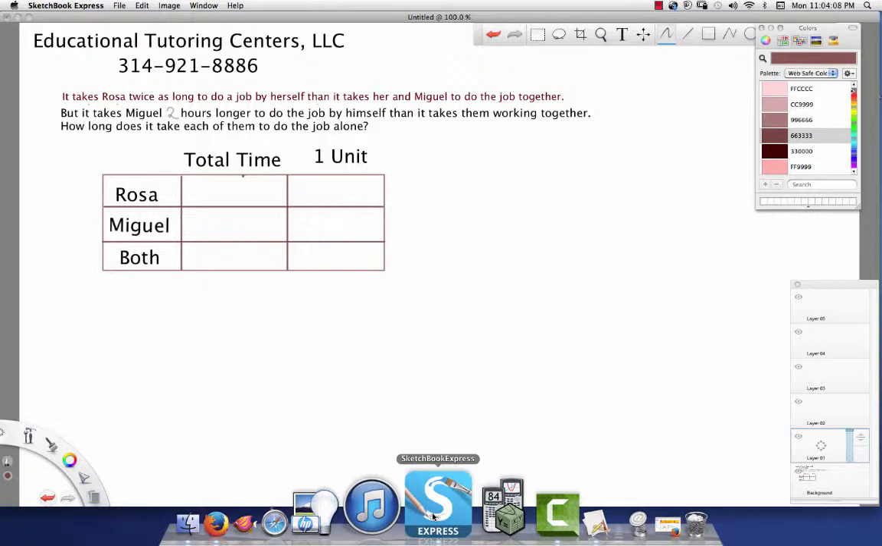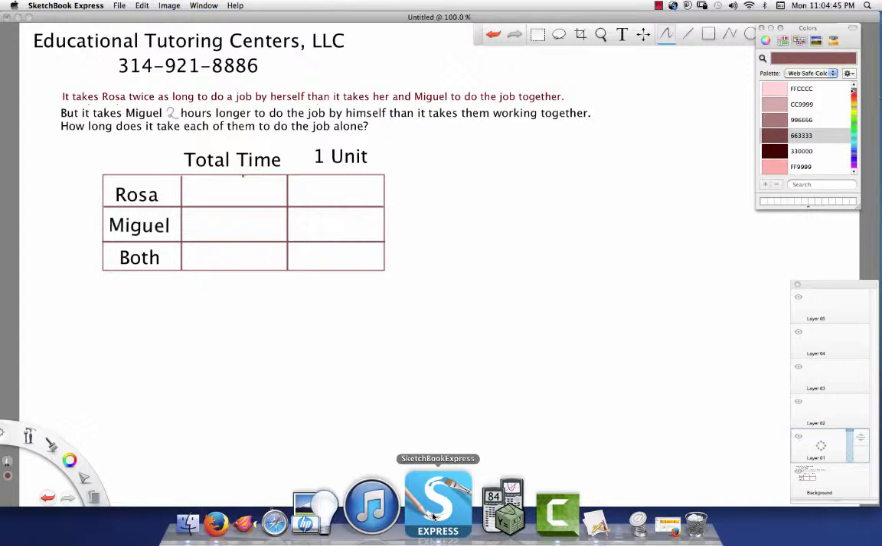And in this particular work problem, we have two people that are going to do a job. Two people working together should take less time than it takes each person to do it individually. Now in this problem it says that Rosa takes twice as long to do a job by herself than it takes her and Miguel to do the job together. But it takes Miguel 2 hours longer to do the job by himself than it takes them working together. Now the question ultimately is asking, how long does it take each of them to do the job alone?